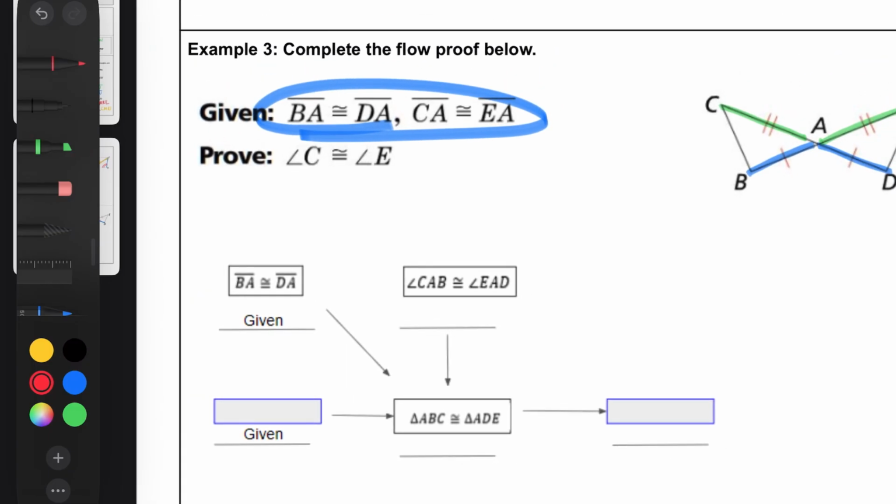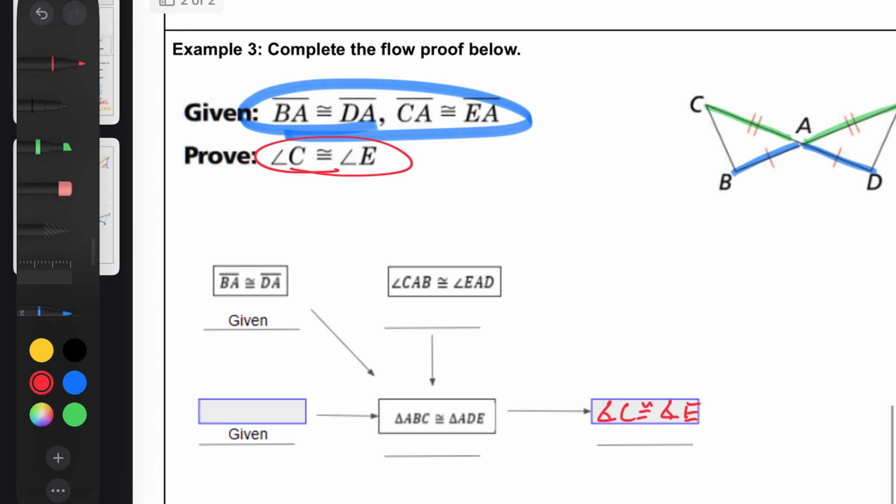our proof statement is always the last thing that you're going to write for your last reason in a proof. So we can already fill this out. Angle C is congruent to angle E. Now we're going to have to figure out why and what that reason is. But to do that first, we have to fill in everything else. So they've already marked this as given, okay?